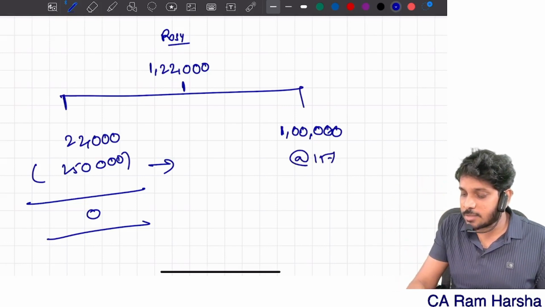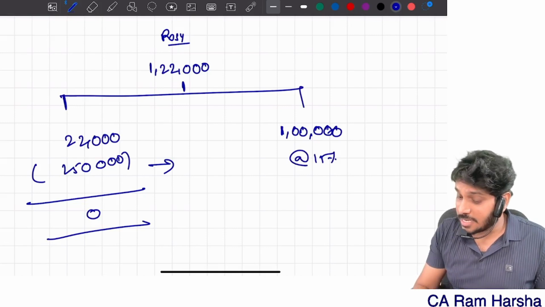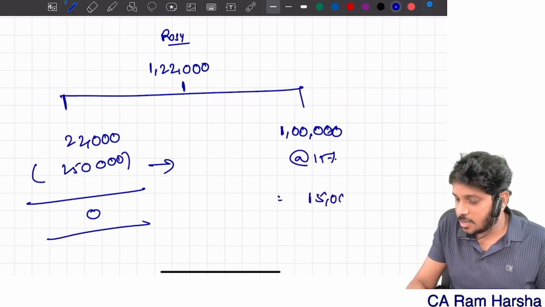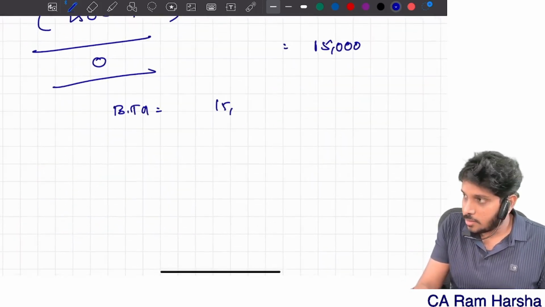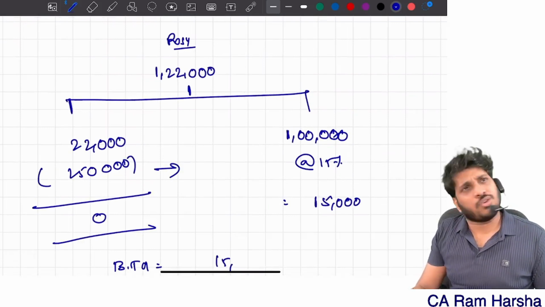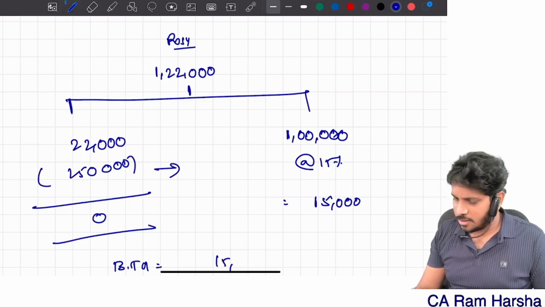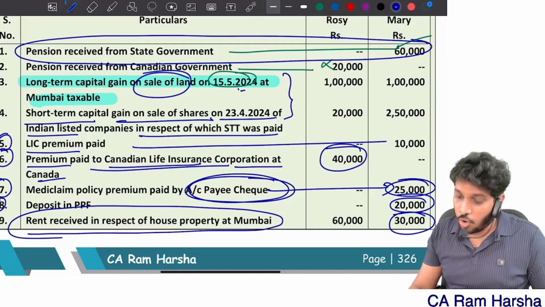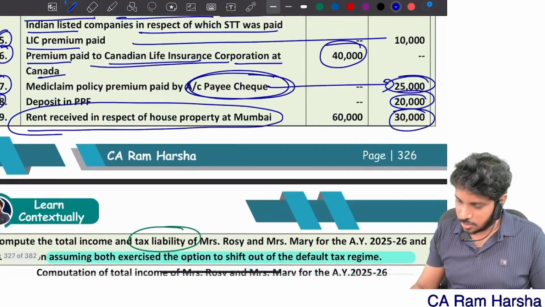Now this is taxable at 15% flat rate. This is taxable at 15% flat rate. How much is the tax? 15,000. So Rosie, basic tax is what? Just a minute. No. Before the amendment, 15%, 111A. For her, long term, this one. Okay. She has, got it. Understood.